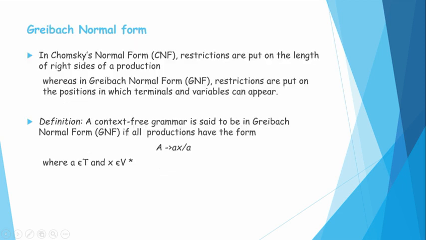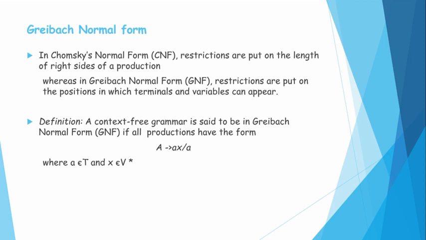In CNF, the length of the right side can be either two non-terminals or a single terminal, but in GNF we have as many as length on the right hand side followed by a single terminal. That means in CNF it is restriction on the length on the right side of the production that it should be either of two non-terminals or a single terminal. Whereas in GNF there are no such restriction, only one restriction, that on the right hand side at very first a terminal should come and then followed by as many as non-terminals or terminals.